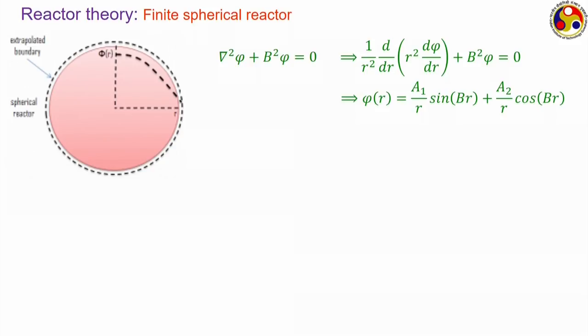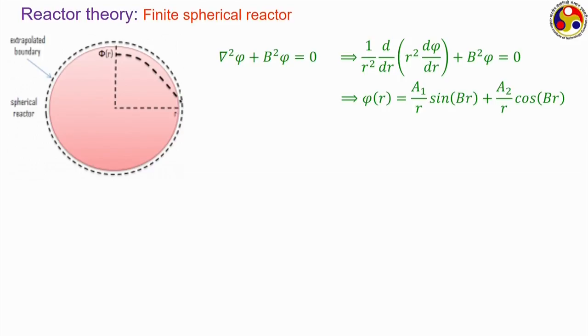After solving this, again a very standard ODE, we have A1 by r into sin Br plus A2 by r into cos Br. Now, we have to find the values of these two coefficients A1 and A2, for which we need to know the boundary conditions. What can be the common boundary conditions? One boundary condition can be the value of the flux at the edge of the reactor, that is at r equal to capital R. And for the other condition, suppose we put r equal to 0 in this equation, meaning we are talking about the center line.